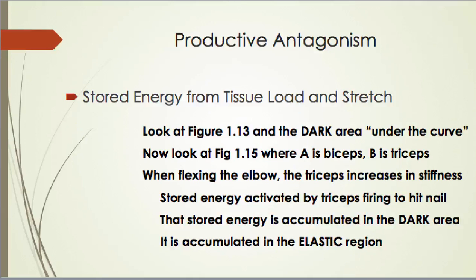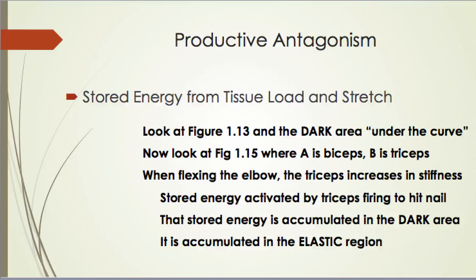So we're going to talk for a moment about what we call productive antagonism, and that is stored energy from tissue load and stretch. Let's look together at figure 1.13. Look at the purple dark area on the left side of that figure. We call that the dark area under the curve. Now, look over at figure 1.5. We see that A in the illustration on the left side of the picture is the biceps muscle. So we're essentially winding up in order to pound the hammer in.